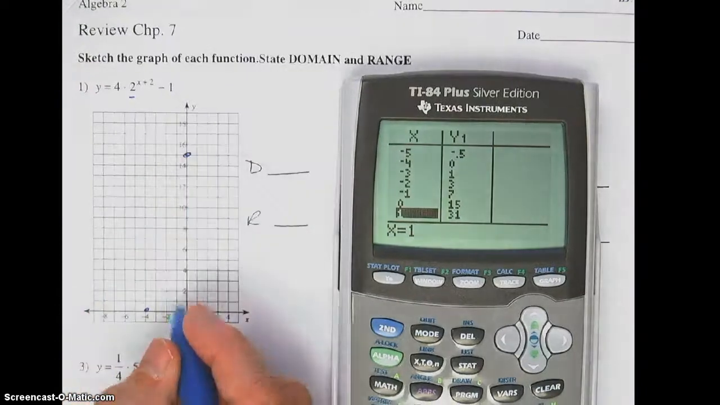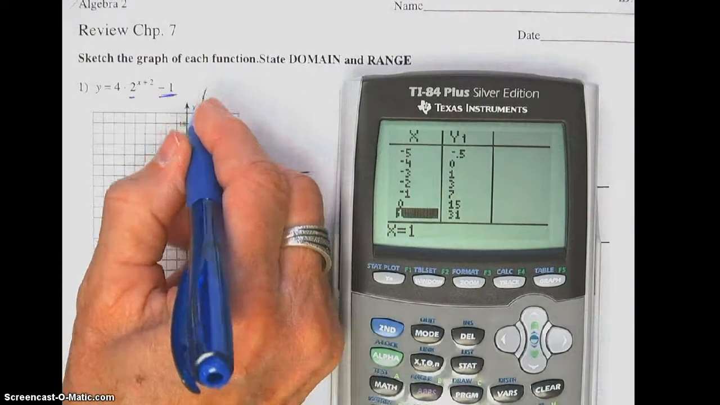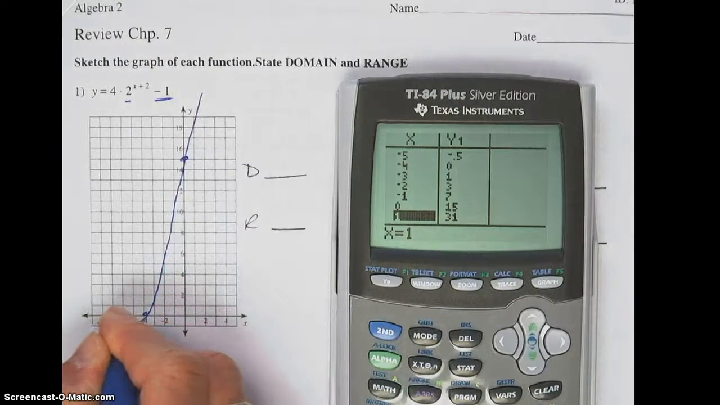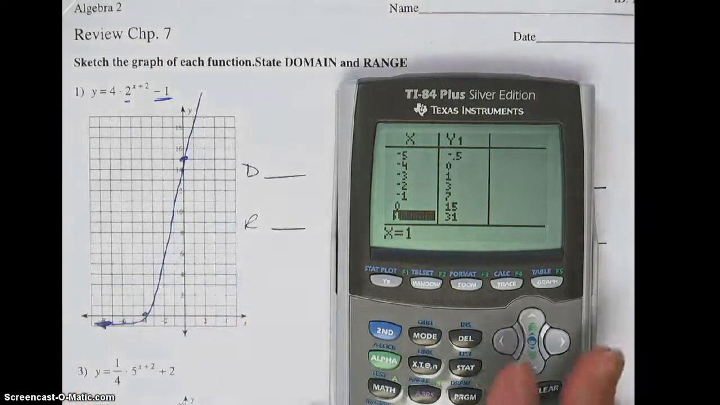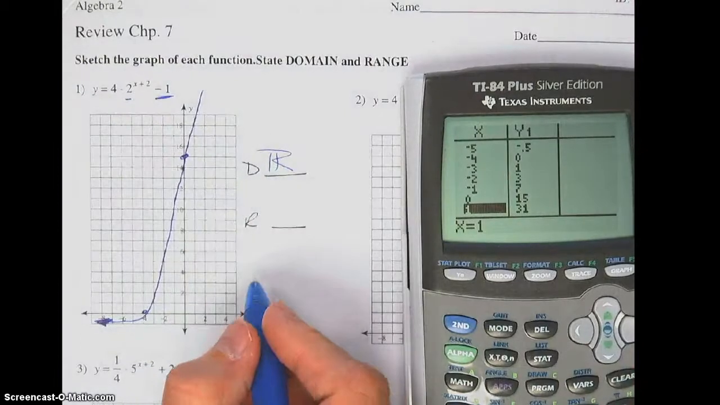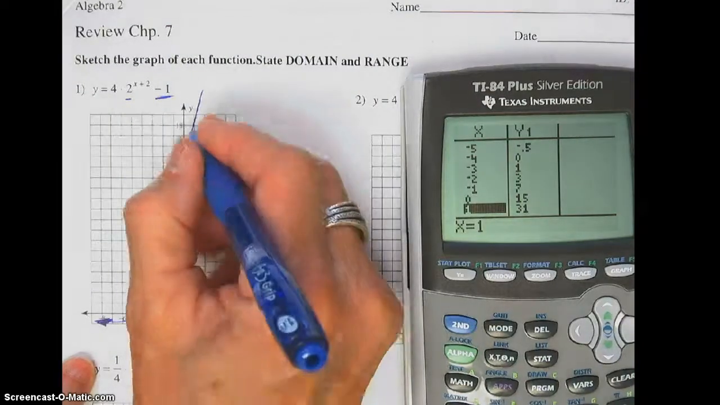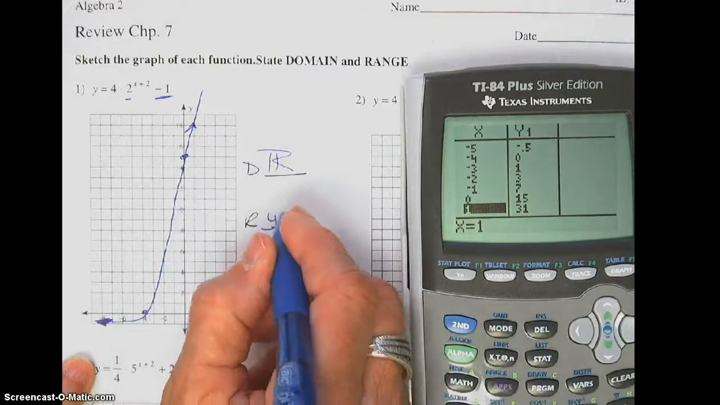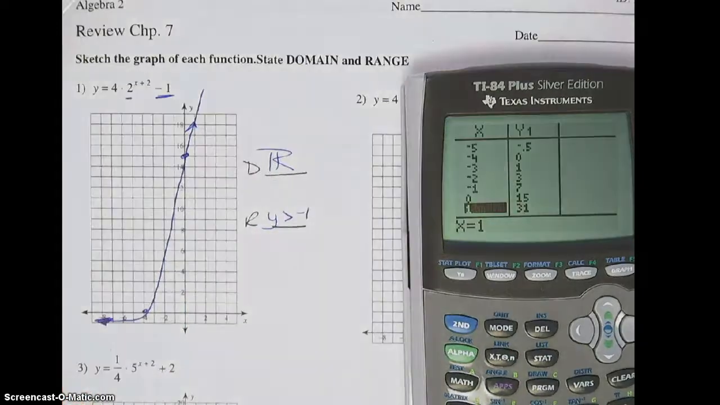So how do I show that? We're going to level off at -1. So this is an exponential. We level off. The domain of exponential, remember, is all reals. Range is how high and how low we go. This goes forever and ever high, but it levels off at -1. So we say y is greater than -1.